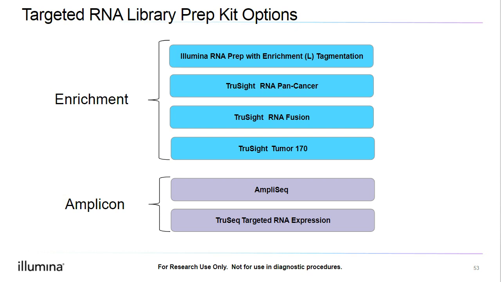Enrichment-based workflows tend to be less challenging for larger targets than amplicon workflows, and they can be useful in more exploratory studies as they're not constrained by specific PCR primer design limitations. The enrichment-based targeted RNA kits that we will go over today are Illumina RNA Prep with Enrichment Tagmentation, TruSight RNA Pan-Cancer, TruSight RNA Fusion, and TruSight Tumor 170.